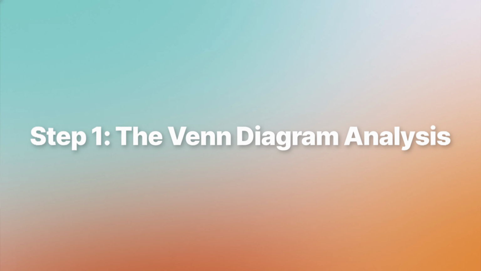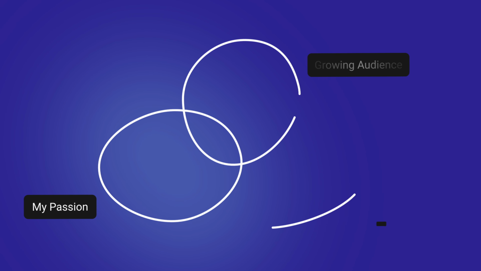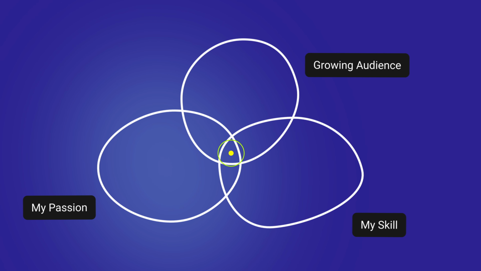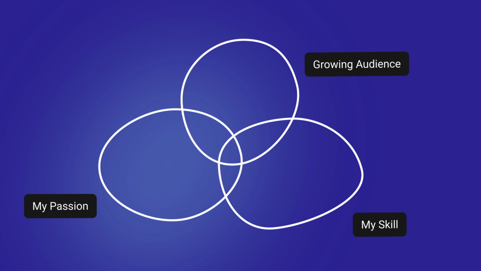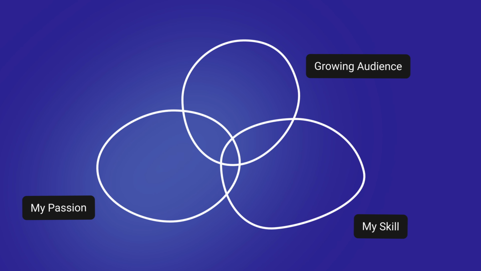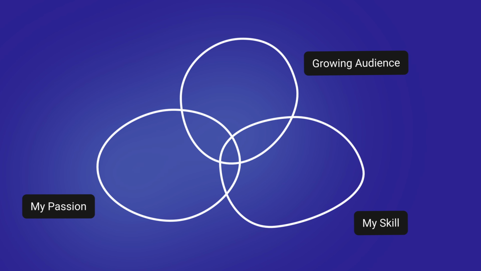All right, the first thing you're going to do is go through the Venn diagram analysis. If you don't know what a Venn diagram is, it's three circles put together, and where they cross over, that's kind of the sweet spot. One circle is going to be what you are passionate about, what defines you, and what you really care about. Then the other circle is going to be your growing audience. So what audience on YouTube is growing and is getting bigger that's kind of near what your passion is?